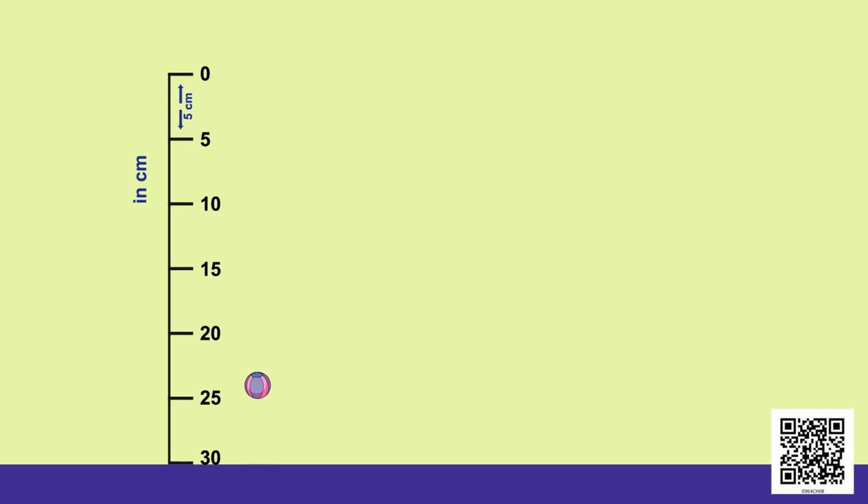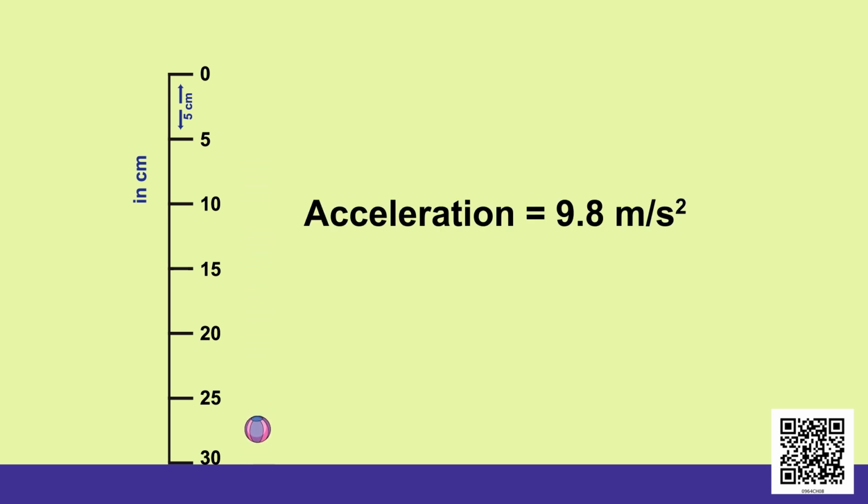Then, what do you observe here? The motion of a freely falling object under the action of gravity is with uniform oscillation of 9.8 meter per second square. And this value, 9.8 meter per second square, is known as the acceleration due to gravity. You will read about acceleration due to gravity in the next class.